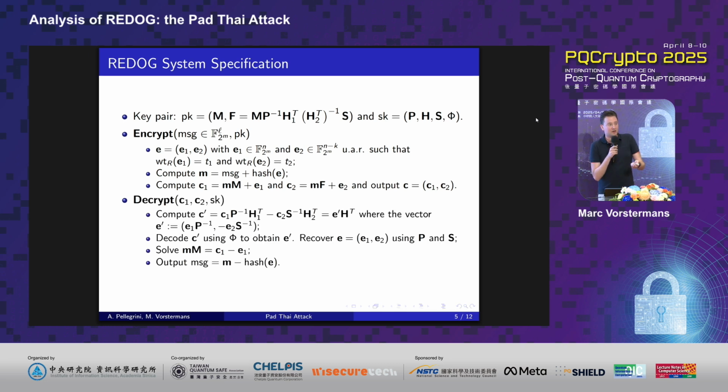Then to decrypt such a ciphertext, we first make some small computations to obtain C prime, which is equal to E prime times H transposed. Because H is the parity check matrix of a Gabidulin code, and by construction, E prime has rank weight at most R, we can apply the syndrome decoder to recover this E prime. Then we see that E prime is equal to E1 times the inverse of P, and the second part is minus E2 times the inverse of S, so we can use P and S to recover E1 and E2. And as soon as we've recovered E1 and E2, we can recover our message.